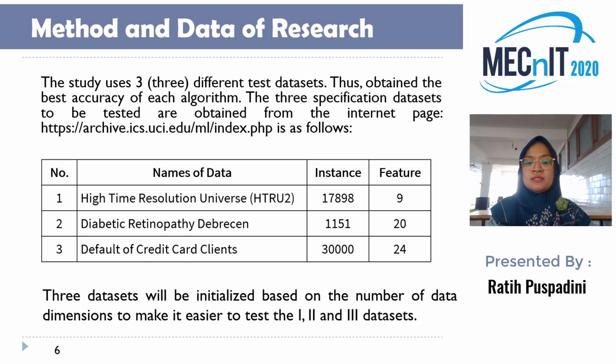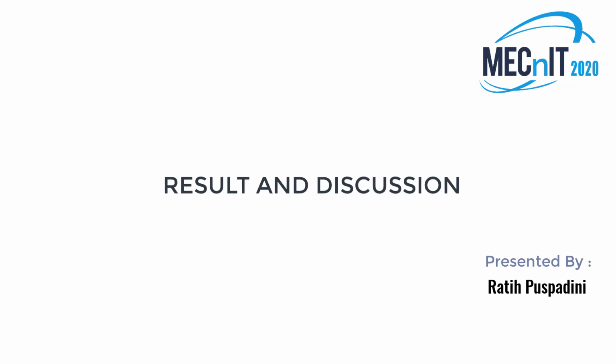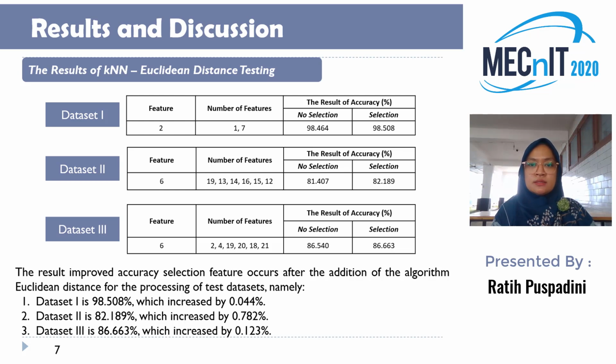The 3 datasets will be initialized based on the number of data dimensions to make it easier to test datasets 1, 2, and 3. The result of KNN with Euclidean distance testing. This testing process is done by comparing the data classification results between the KNN algorithm and the KNN with feature selection. The feature selection used the Euclidean distance equation, comparing the distance or similarity between each feature and the data class. The data classification test result with the KNN algorithm after feature selection with Euclidean distance is as follows in the table.